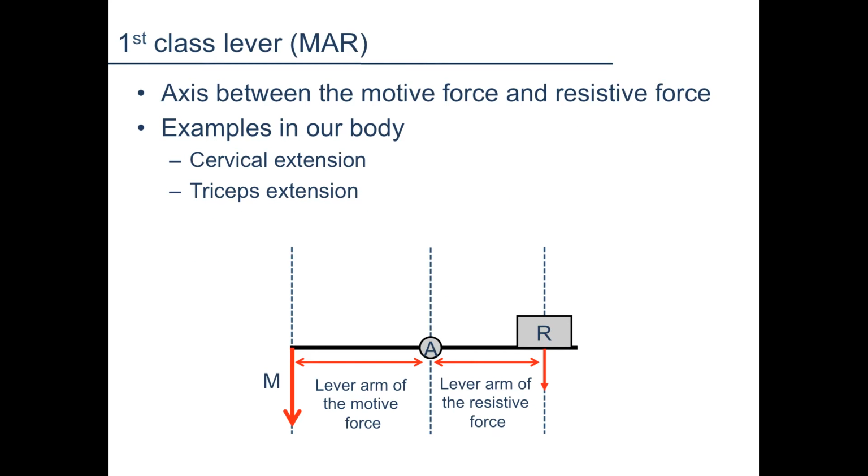Now let's look at each type of lever. Here's the first-class lever with the axis in the middle. Examples of this system in the body are the neck extension system and elbow extension produced by the triceps force.